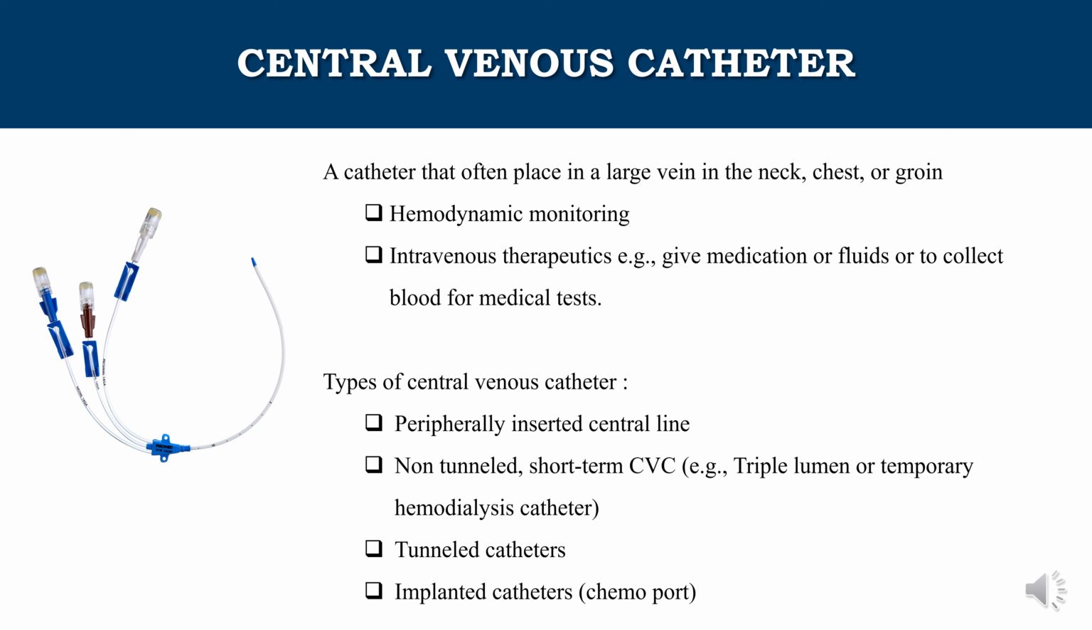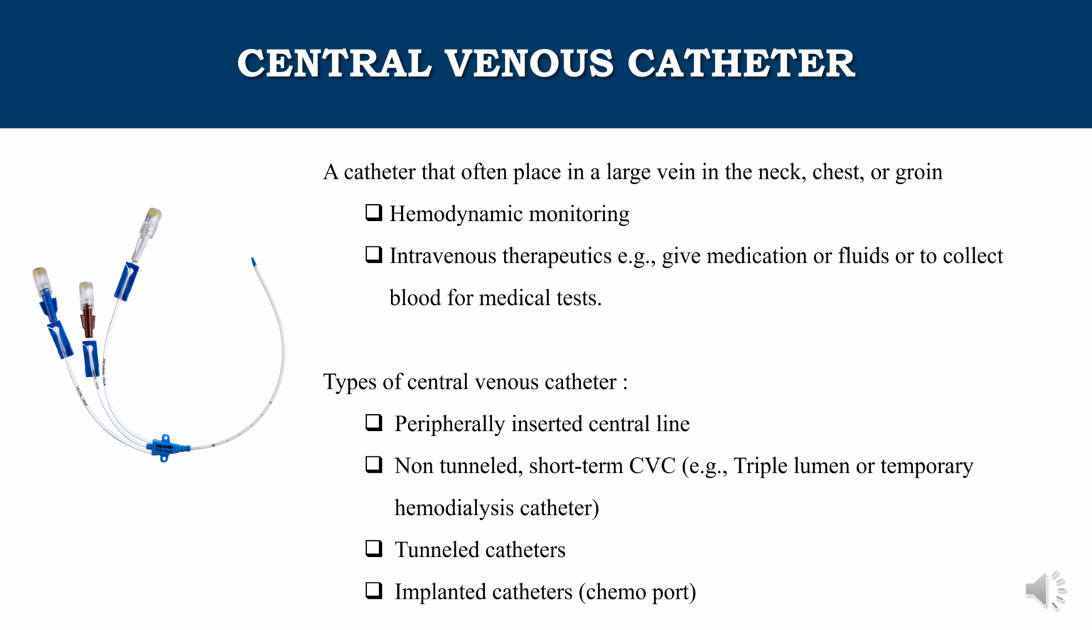A central venous catheter is a catheter that is often placed in a large vein in the neck, chest, or groin. It is a brilliant intervention used in the intensive care unit for monitoring hemodynamic parameters and intravenous therapy, for example, giving medication or fluid infusions and withdrawing blood for medical tests.